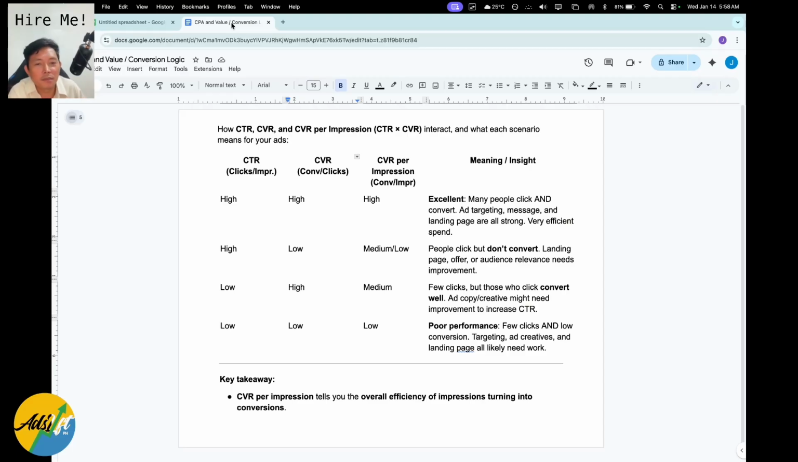We already determined the CTR, it's clicks per impressions, and the CVR is conversions per click. We always know that the CVR is conversions over clicks and CTR is clicks over impressions, but when we multiply these two metrics, it shows us a better understanding of conversions per impressions. So I'll show you the logic behind the metrics.